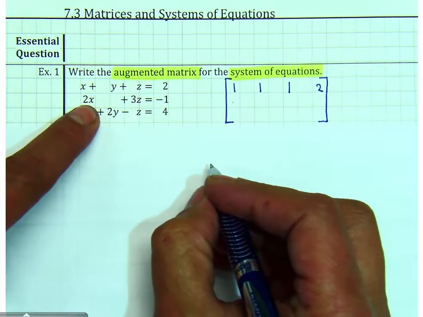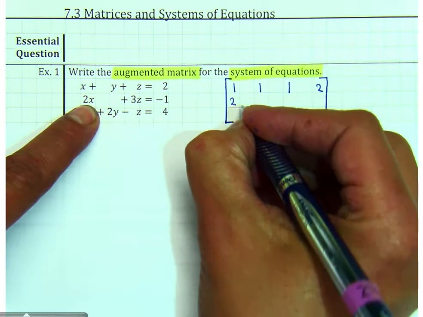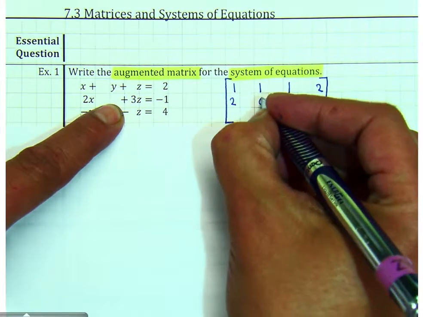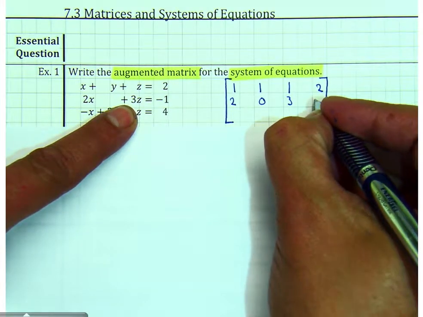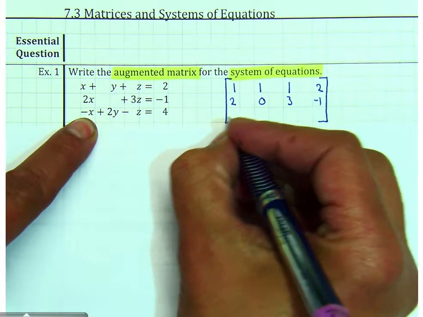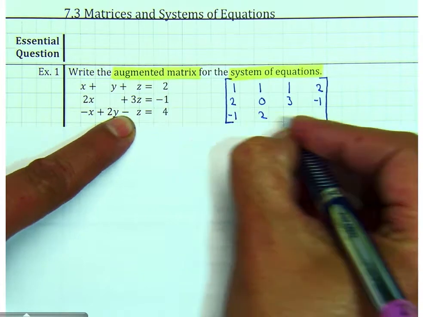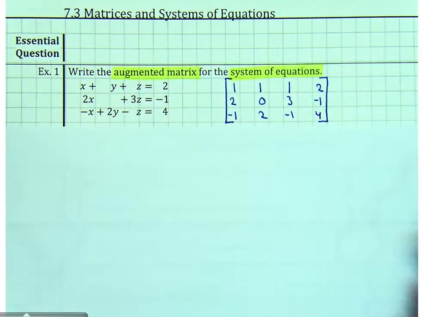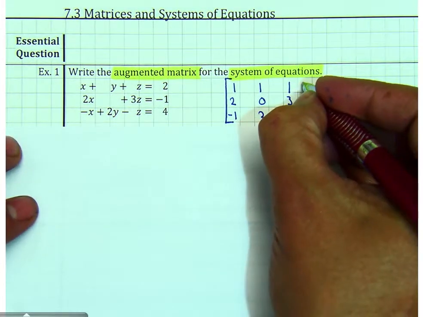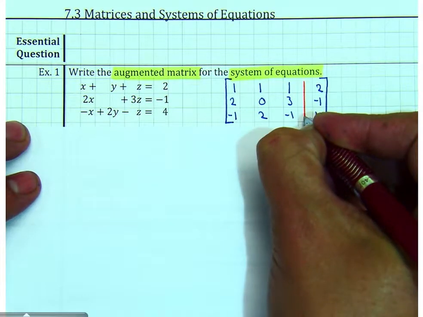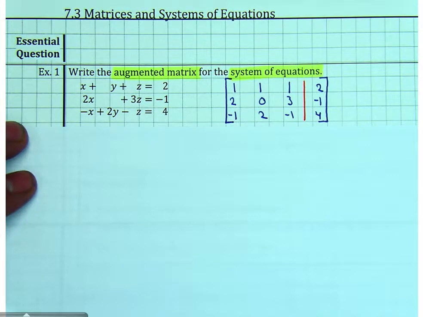I want to do the same thing for the second equation. We have a 2. There's no y, so it'll be a 0, 3, and negative 1. And for the last one, we have a negative 1, 2, negative 1, and 4. And now, instead of my equal sign, I'm going to place a line. That will be my equals.